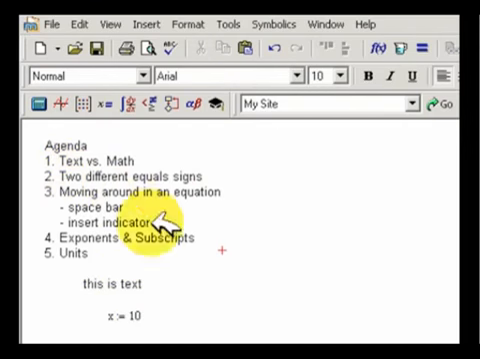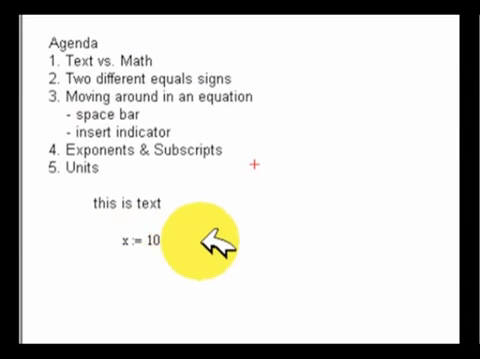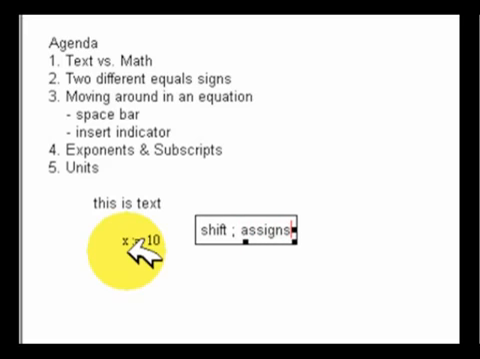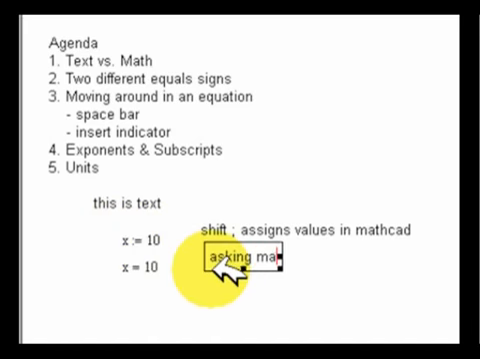Step to agenda item 2, two different equal signs. If this is an assignment, I use shift colon to do this. If I use shift and then the semicolon or colon, that gives me this funny equal sign, and this is an assignment. So this assigns values in MathCAD. If I want to ask it a question, I can say, what does this equal? I can say x equals, using the normal equal sign, and it tells me 10. So this little funny colon equal sign is assignment, and this is asking MathCAD.